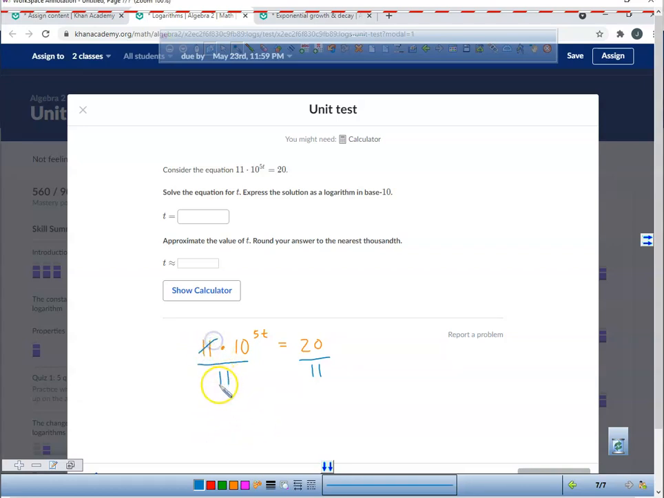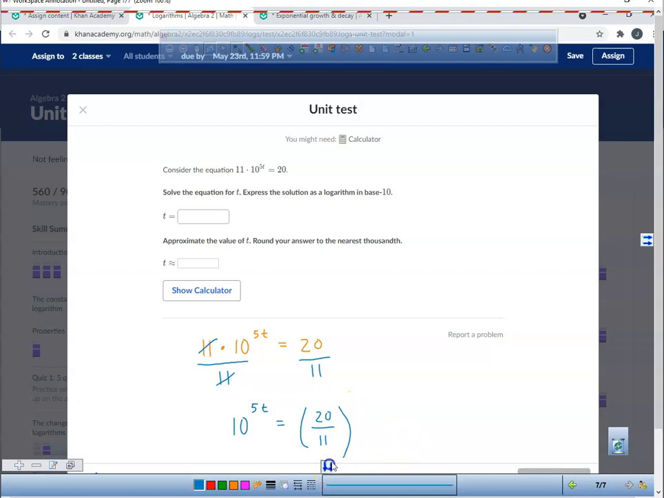So these 11s cancel each other out. You're probably wondering why I paused for so long, because the power was out. Now, guys, I'm just going to leave this as 20 over 11.